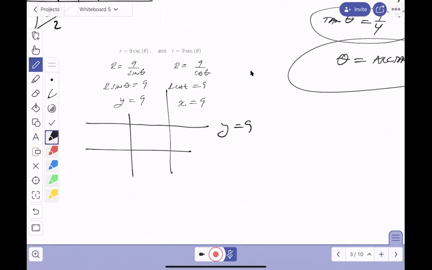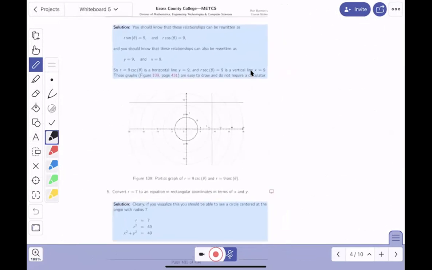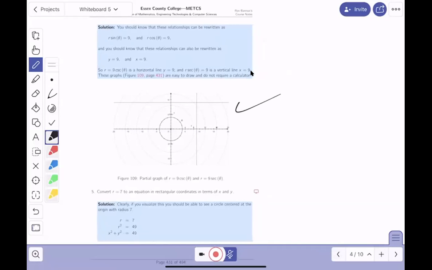And the second one graphs out as x equals 9. Fairly simple. Let's go to the next page. I did graph that, and I see this over here. It's graphed on polar paper, by the way, but polar paper is just an overlay of Cartesian paper. So this looks good. So I did okay. Let's go to the next one.